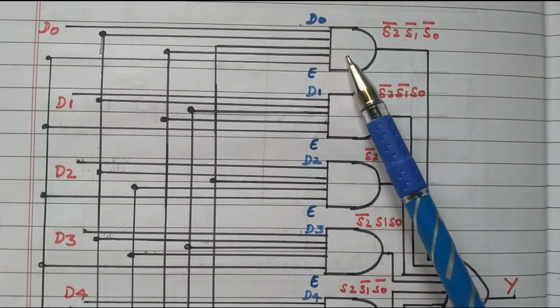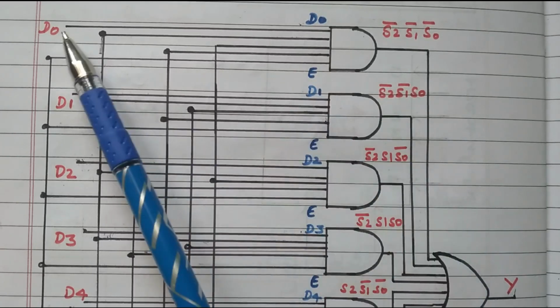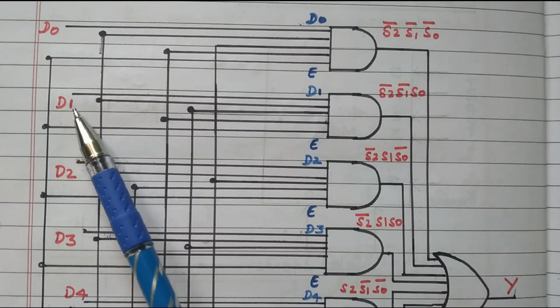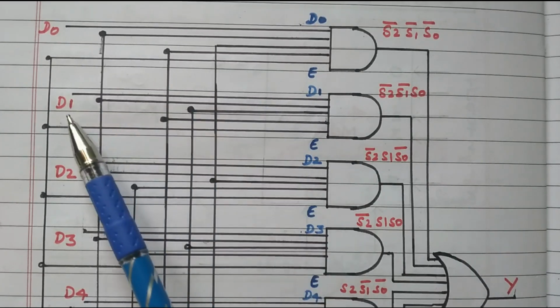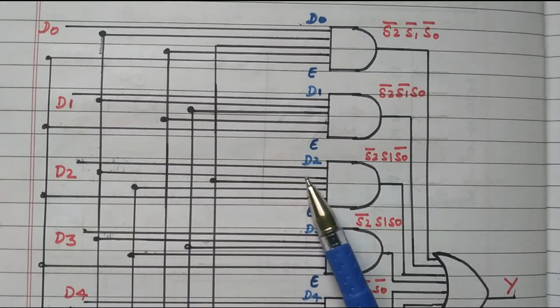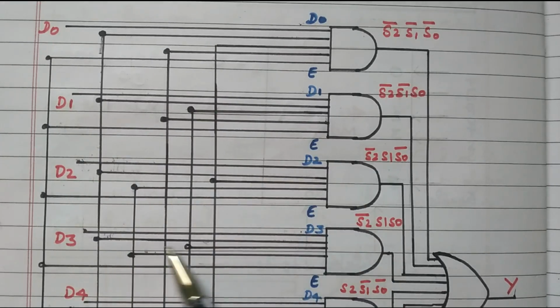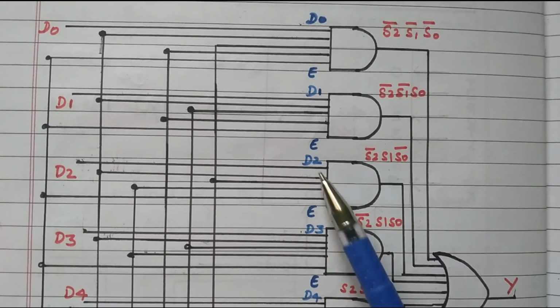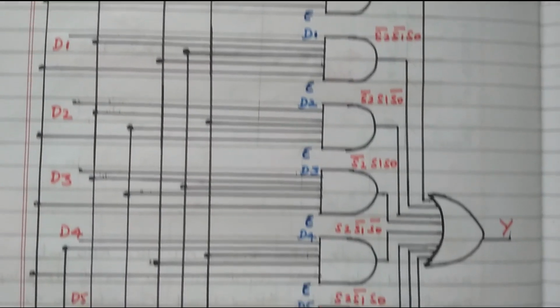Before that, we'll see all the AND gates. The first AND gate, D1 is connected. Second AND gate, D0 is connected. The second AND gate, D1 is connected. The third AND gate, D2 is connected. In the fourth AND gate, D4 is connected. In all, enable is already connected.